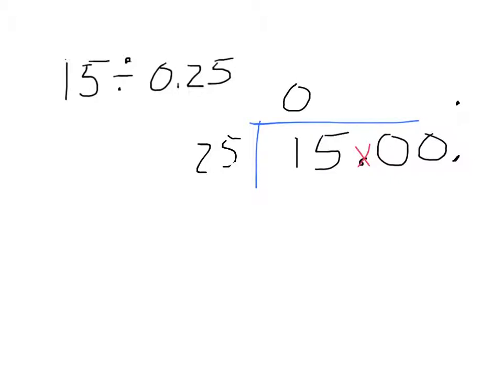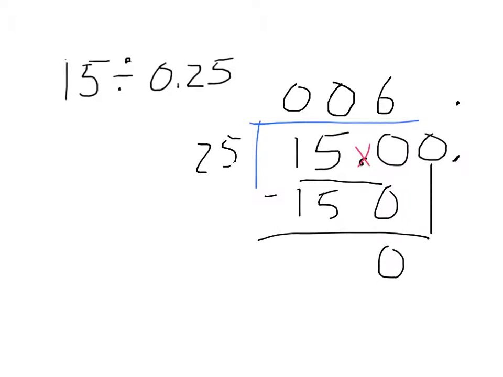25, and then we divide normally. 25 does not go into 1, does not go into 15. 25 does go into 150. I remember that 25 goes into 100 four times and 50 two times. So 4 plus 2 is 6 for 150, which is 0. Bring down the 0 because I still have it in front of that decimal. Still have the decimal there. Okay, 25 goes into 0 times. And my solution is 60.